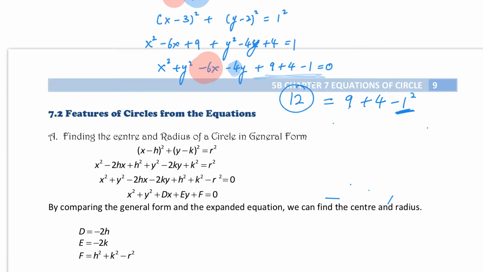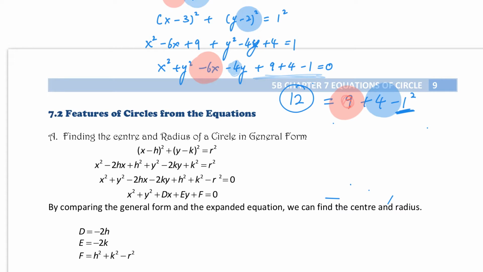How about this 9? How about this 4? Can you see this 9 is the square of the x coordinate of the center? And then this 4 comes from the square of the y coordinate of the center.